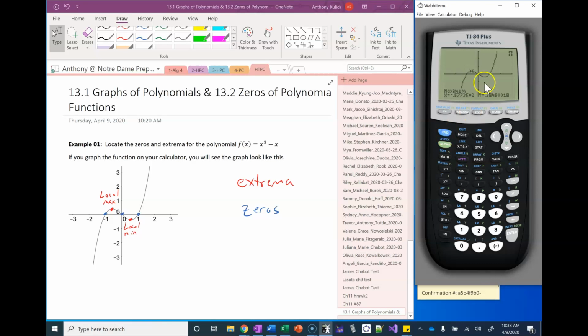And if I wanted to find the minimum, again I'll press second and trace, select the minimum command this time, and it's going to ask me those same 3 questions. So left bound, so I'll move somewhere left of it, press enter, somewhere to the right of it, press enter, and then I guess and press enter. And again, it's given me the coordinates for that one.